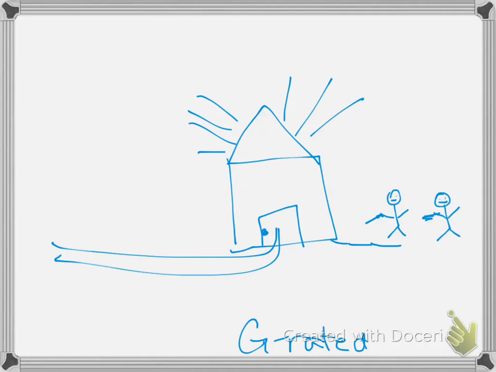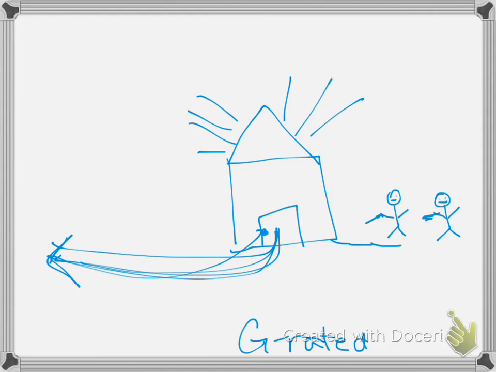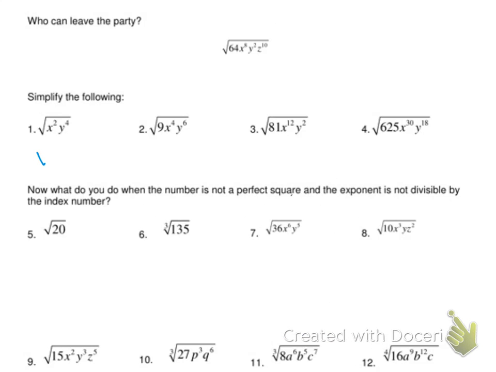Everyone leaves the party. So we are going to talk about how people can leave the party. When I say who can leave the party, we have this party and it's G-rated, and people want to leave the party. For our first example, people can leave the party in groups of 2, because the index is 2. We don't write that, but remember, if nothing's written, then it's assumed to be 2. So we are going to leave the party in pairs.